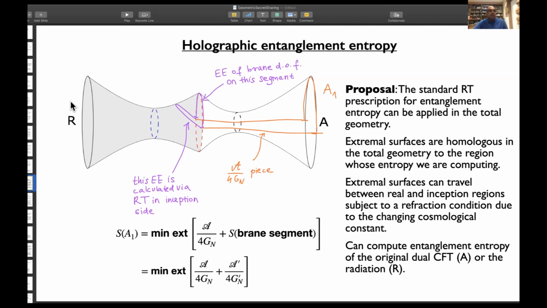And we're going to interpret, as I said, that these inception degrees of freedom are the radiation degrees of freedom, because the radiation degrees of freedom purified the thermal state in which the black hole microstates found themselves. Okay, so we can compute the entanglement entropy on either side, and we will tend to compute the entanglement entropy of the radiation here because that is what is pertinent for the Page curve.